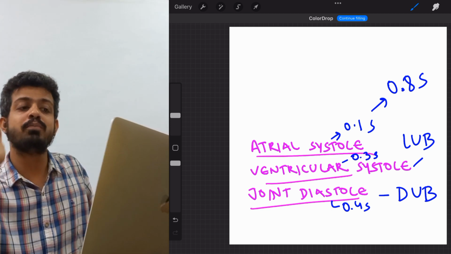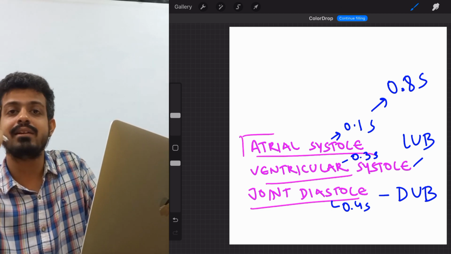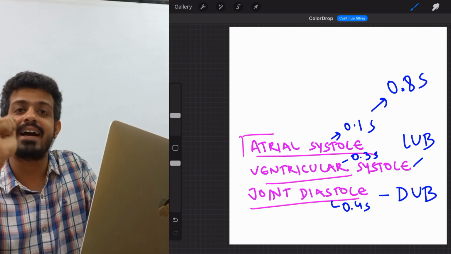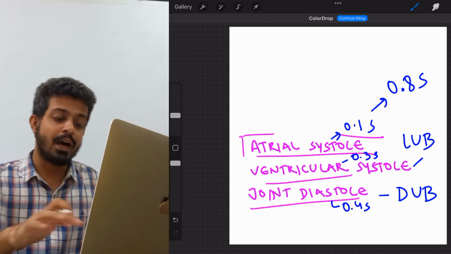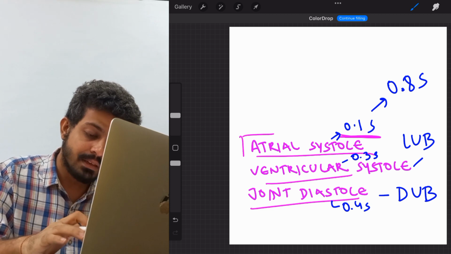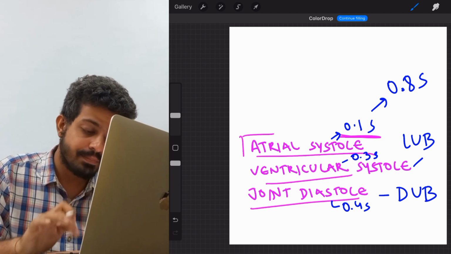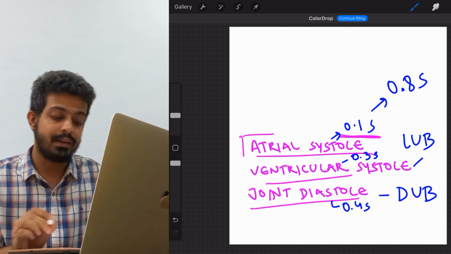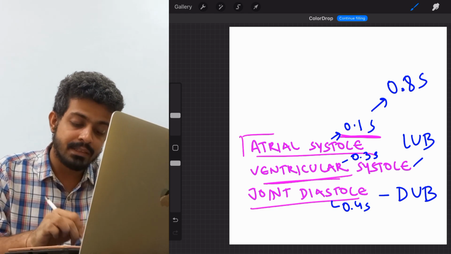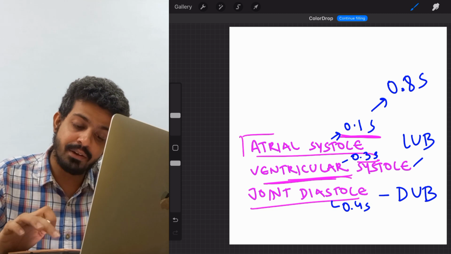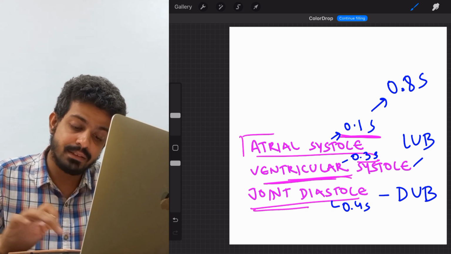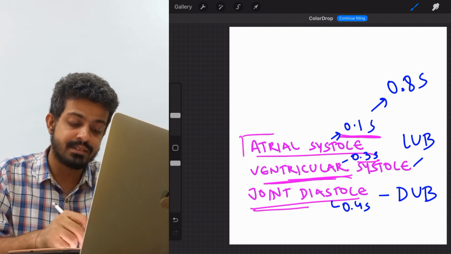Now, in Bollywood movies, you must have heard that "dil dhak dhak karta hai." But in reality, the heart does "lub dub." Now we will study how this happens. So there are three processes. One is atrial systole, the second one is the ventricular systole, and the third is the joint diastole.